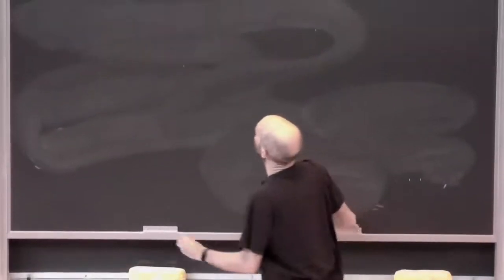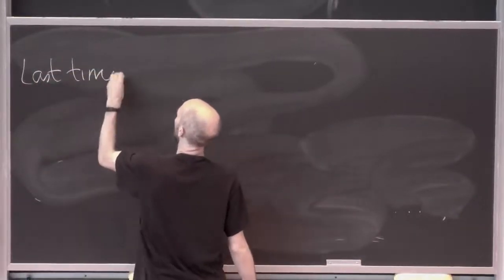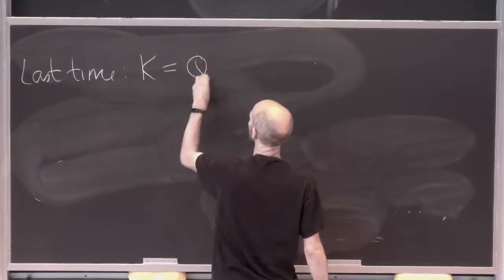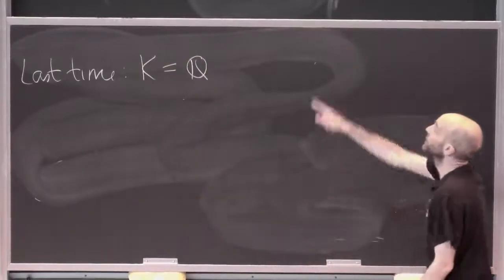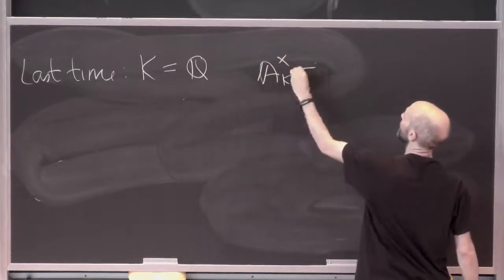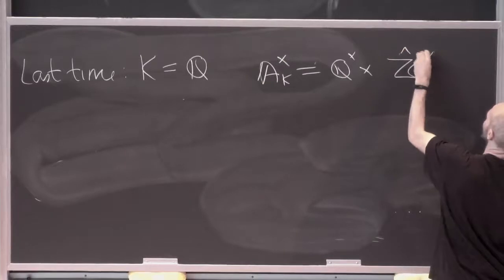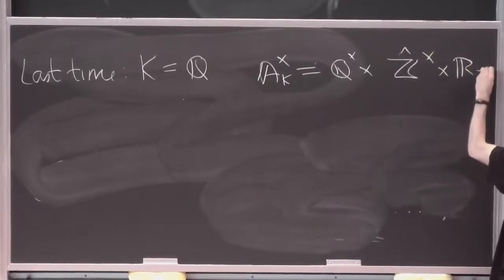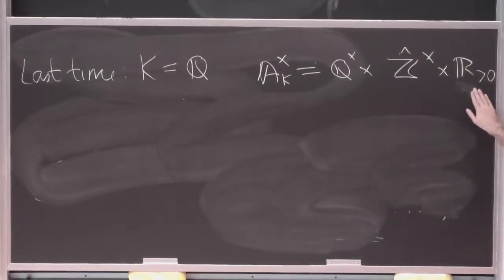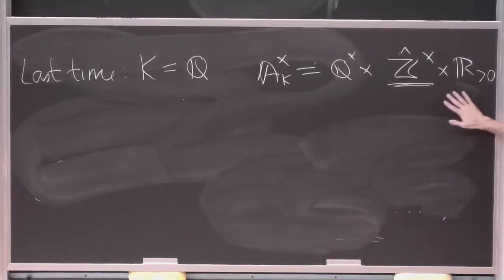So last time I explained in some detail, I did the case K equals Q, and I tried to convince you that this was not scary. And the reason it wasn't scary was because AK star turned out to be the product of Q star cross Z hat star cross the positive reals. And that's not scary because it's the positive reals. And this kind of has the potential to be scary because it's a terrifying, uncountably infinite pro-finite group.